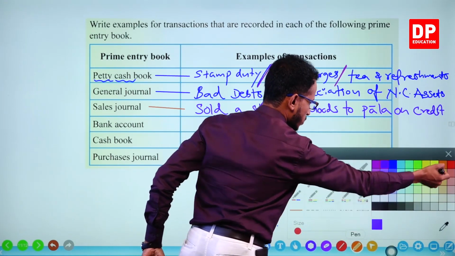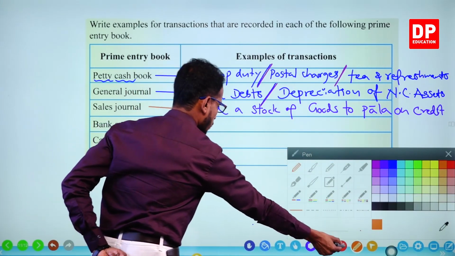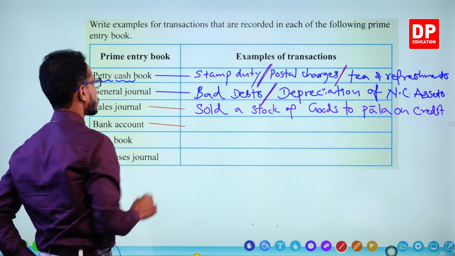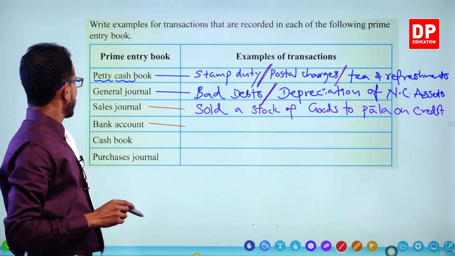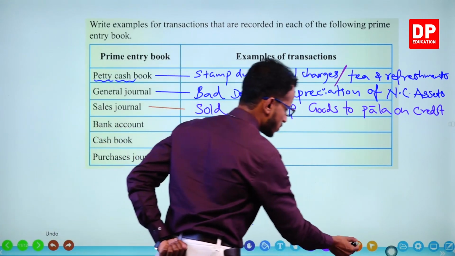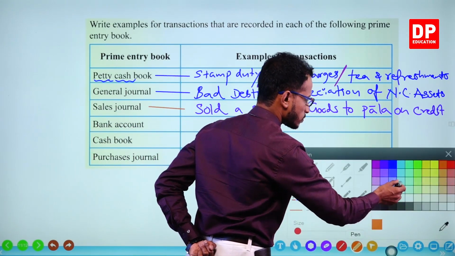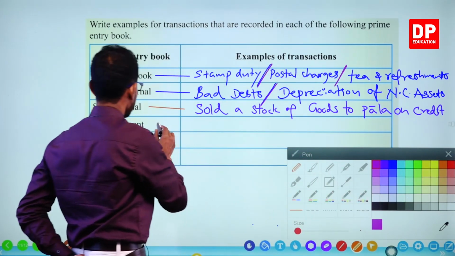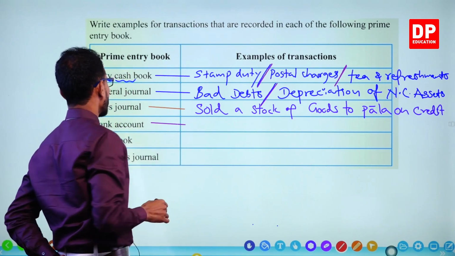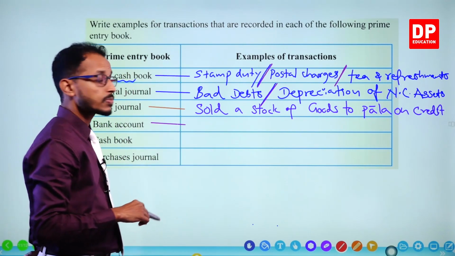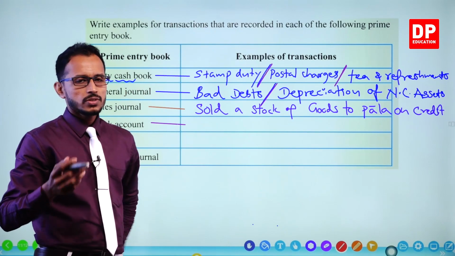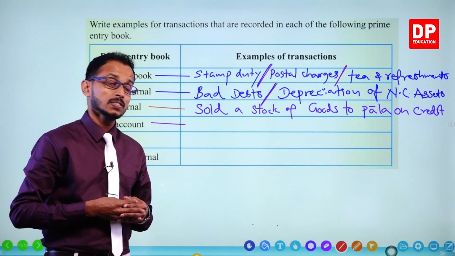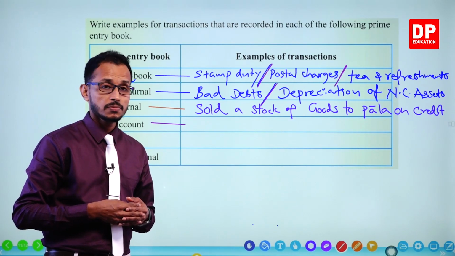Here we go. The next journal is the purchases journal. Oh no, it's the bank book or bank account. We'll use a different color, shall we? Okay. Bank account. We know that the bank account is used to record what?